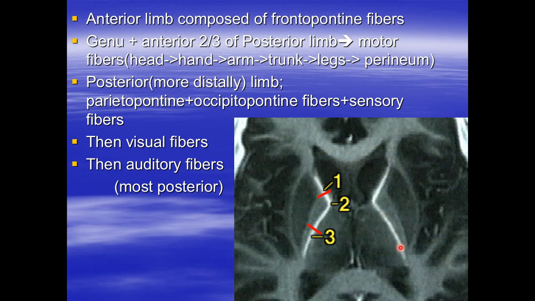The distal part of the posterior limb contains the parieto-pontine and the occipito-pontine fibers with sensory fibers. So the fibers that connect the parietal lobe and the occipital lobe with the pons are contained at the most distal part of the posterior limb. Then there are some visual fibers, and the auditory fibers are the most posterior fibers.